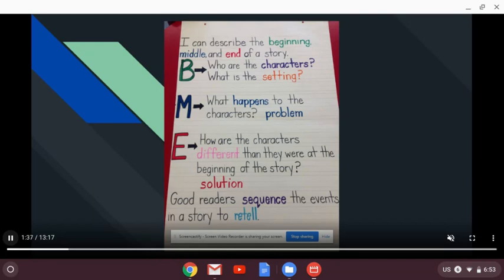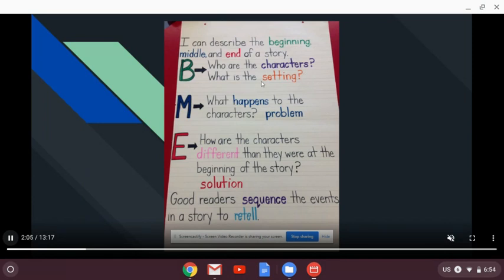As you sequence those, it is very important to have your information in the correct order. One thing I would like you to do is pause and write BME, beginning, middle, and end. Put a little blurb next to each of those letters to tell what is important or what you might learn at that part of the story. In the beginning, you might learn about the characters. In the middle, what's happening with the characters, putting that problem. And at the end, the solution.